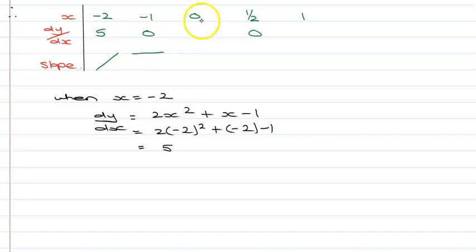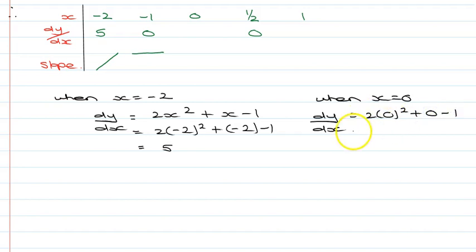Let's look at the case when x = 0. So when x = 0, let's look at the gradient dy/dx. I'm going to sub in 0. So I got 2 times 0 squared + 0 - 1. That gives me -1. That's a negative number. So filling the table in, put a negative line. We can see that at the point when x = -1, we've got a local maximum. Let's keep going. I'll do the 0 line there to look at the pattern.